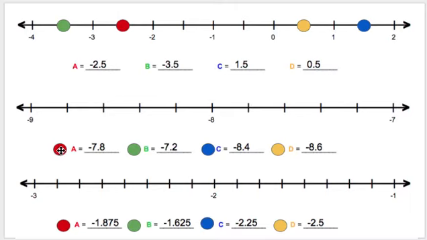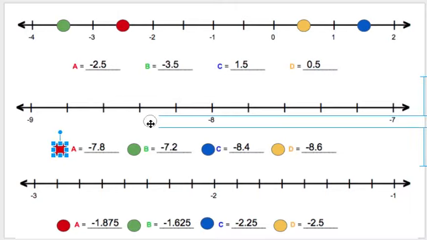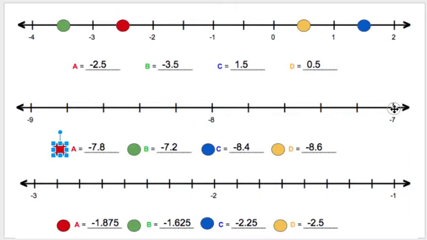So if we use that to help us place this first number, negative 7.8, here's negative 7. It's more in debt, so negative 7.2, negative 7.4, negative 7.6, negative 7.8. Negative 7.2, here's negative 7, here's negative 7.2.